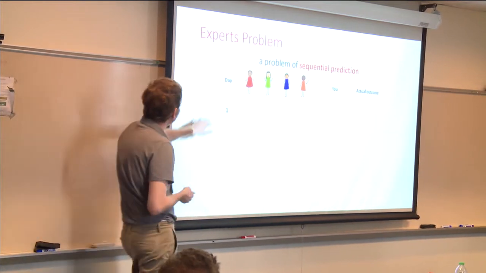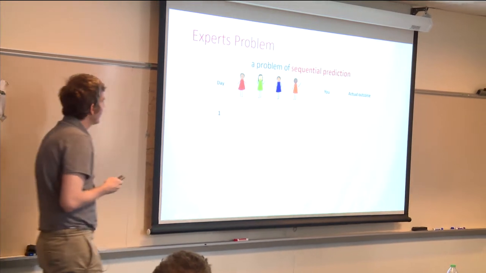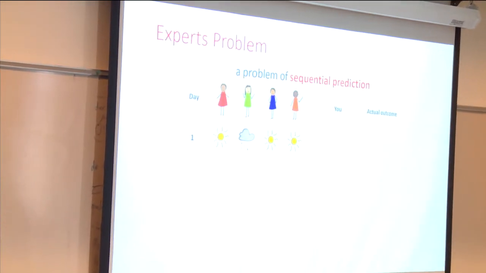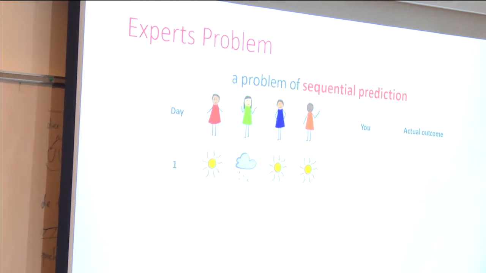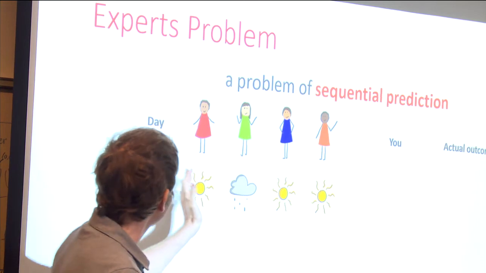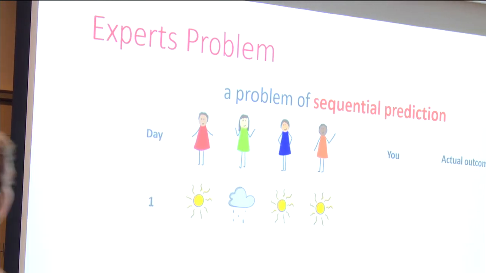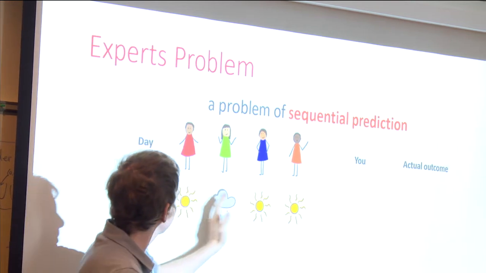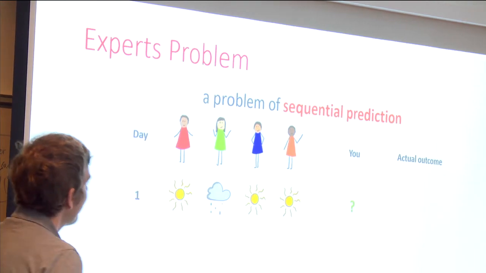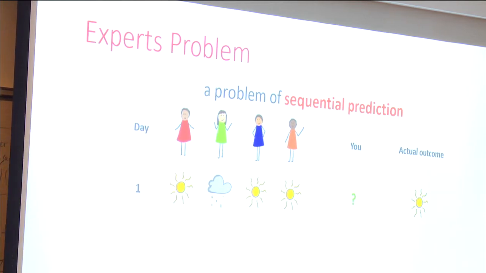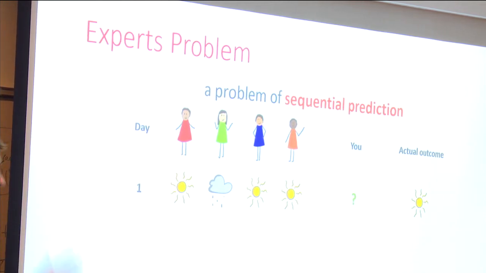So here's the first day. Each of the experts is going to make a prediction on this day. We're going to focus on binary predictions for this talk. So here, each expert might say that it will be sunny or rainy on this day. You look at the expert predictions, and you come up with your own prediction. And then you see the actual outcome on that day. Okay, so in this case, it was sunny.